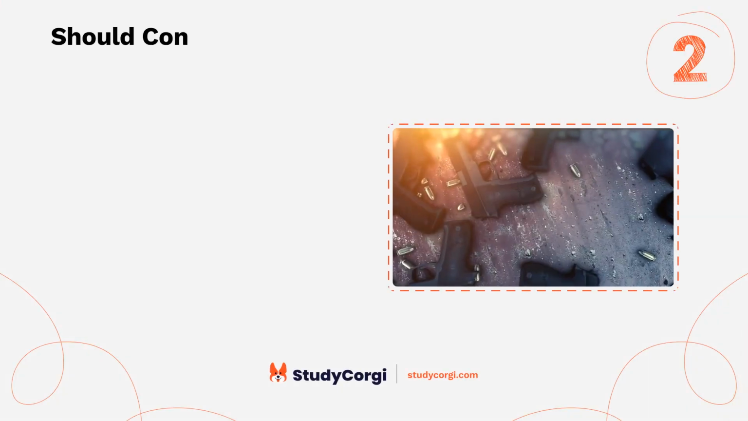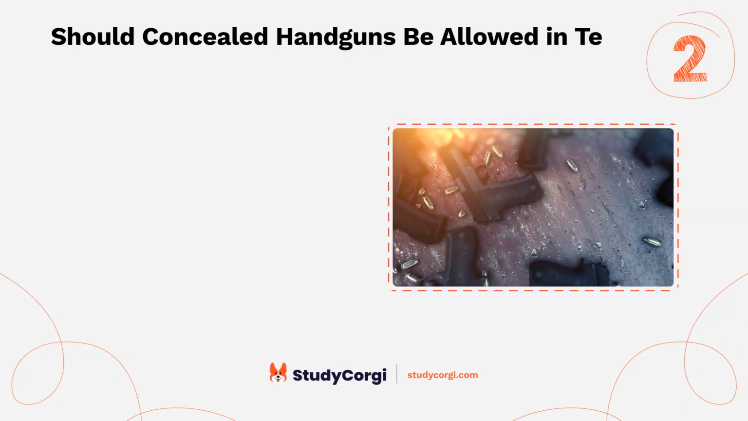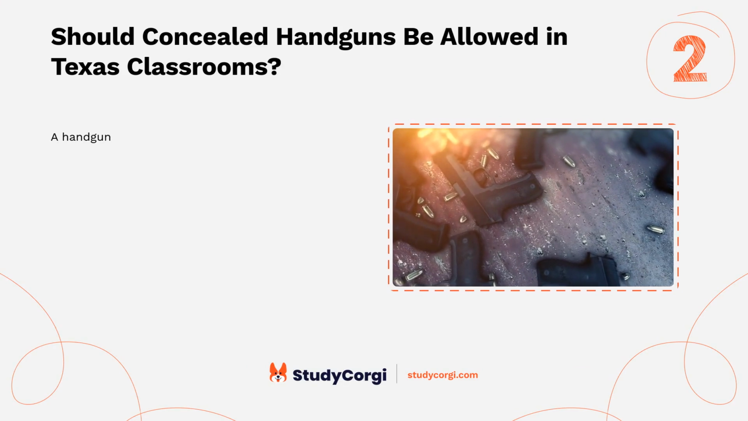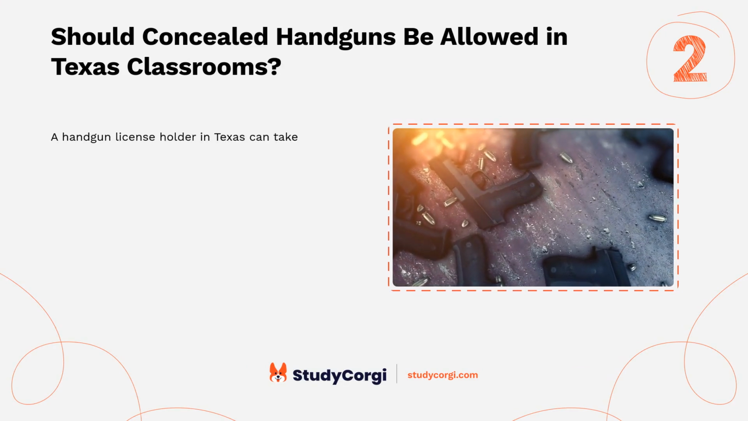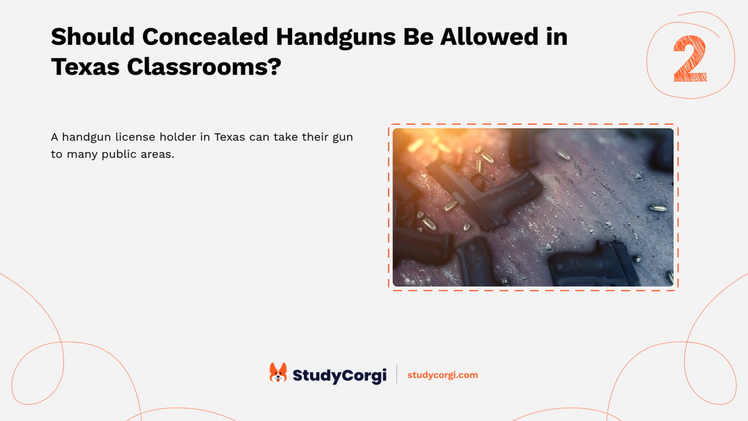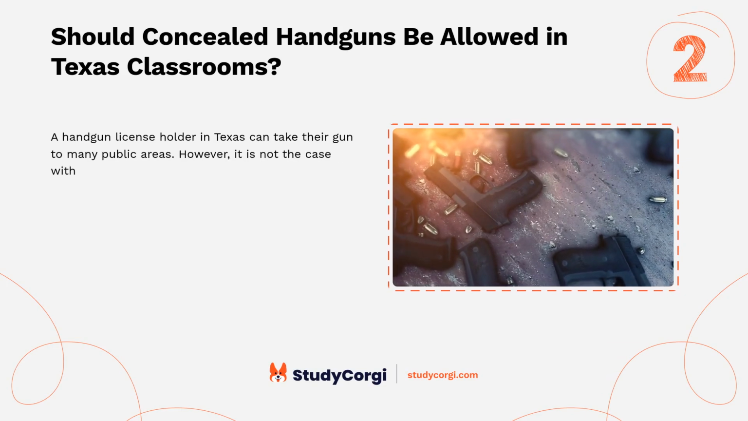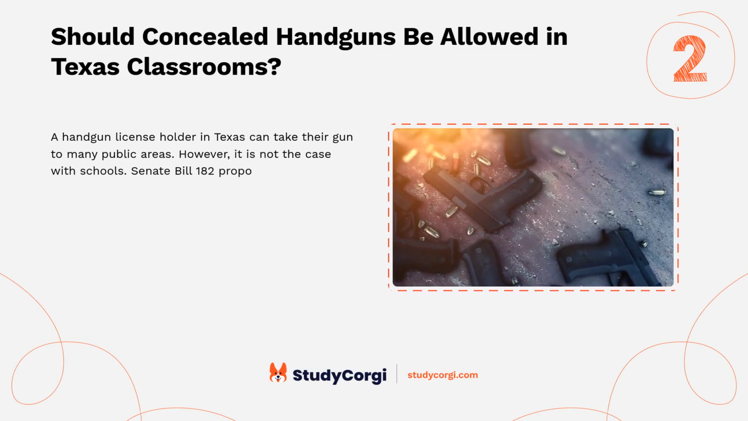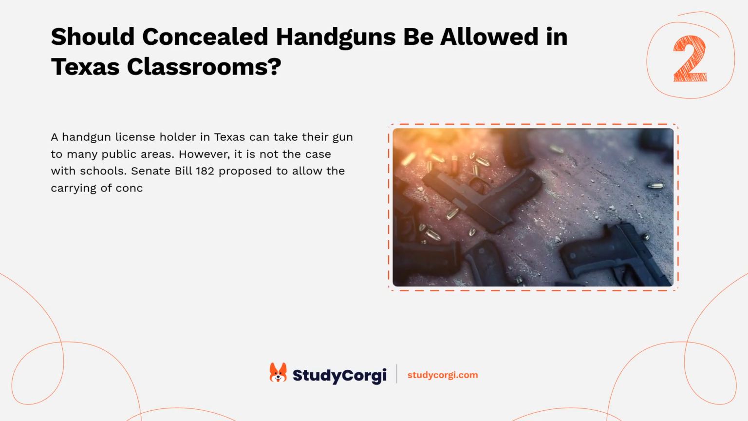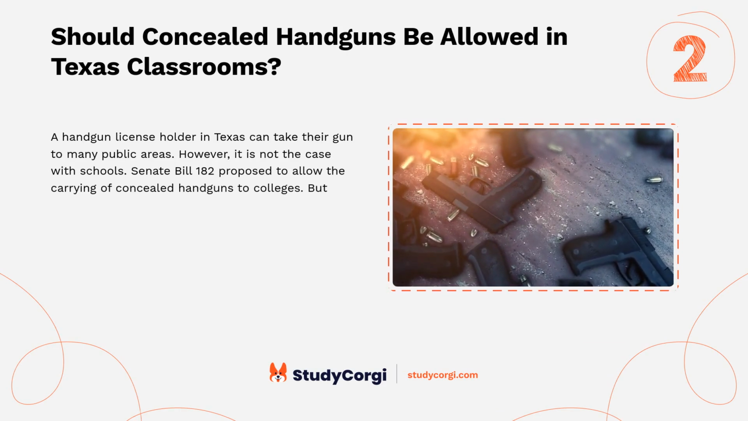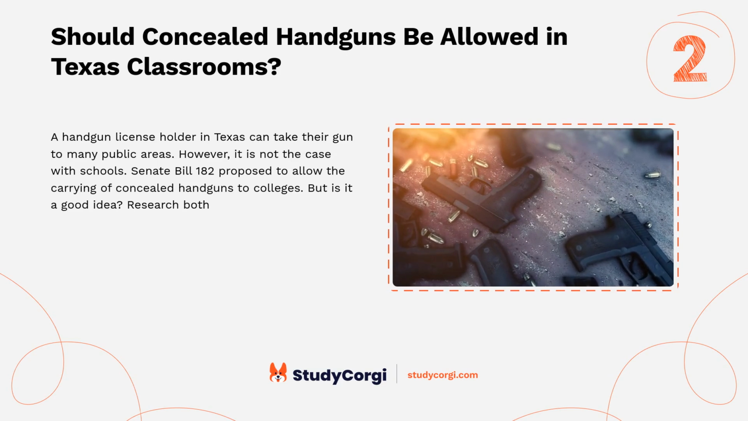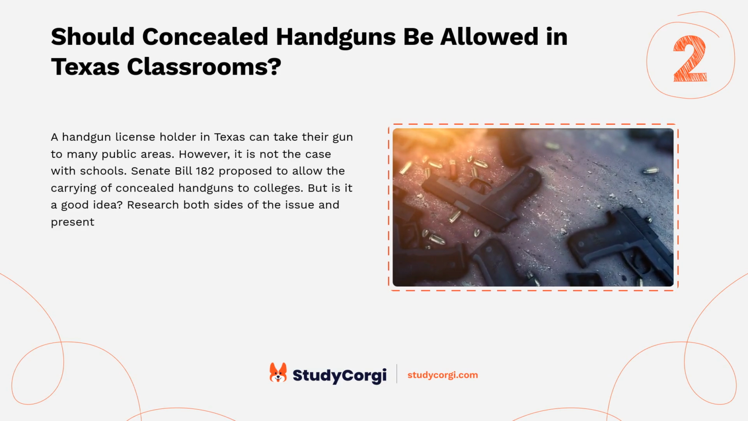Should concealed handguns be allowed in Texas classrooms? A handgun license holder in Texas can take their gun to many public areas. However, it is not the case with schools. Senate Bill 182 proposed to allow the carrying of concealed handguns to colleges. But is it a good idea? Research both sides of the issue and present an informed opinion.